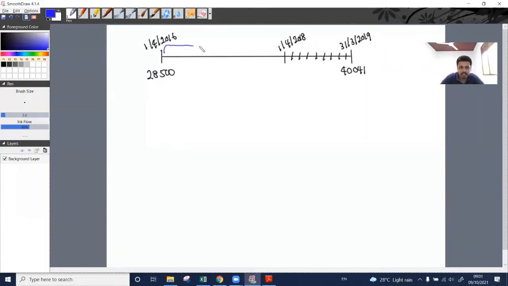From this date to the beginning of our current financial year, what is the duration? That is 2 years, from 1st of April 2016 to 1st of April 2018. So we need to find the future value of this 28,500 after 2 years' time. What will the 28,500 in 2016 become by 2018? We need to find the future value of this.